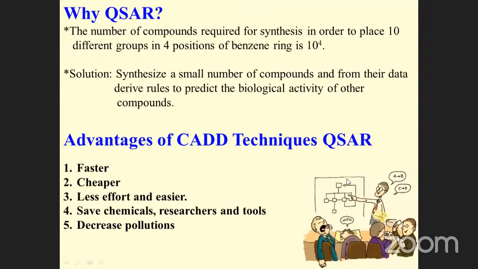So why do we need QSR and such techniques? Obviously, if you want to synthesize molecules, you need to synthesize not a few dozen, but hundreds and thousands of molecules to achieve a target. To minimize this synthesis, we do QSR, and that's why QSR is faster, cheaper, less effort, easier. It saves chemicals, researchers, and tools, and obviously it decreases pollution because we are minimizing the use of chemicals. That's why it is pollution free also.